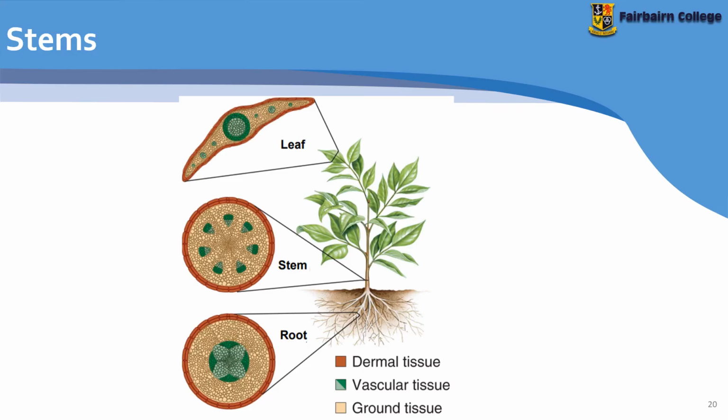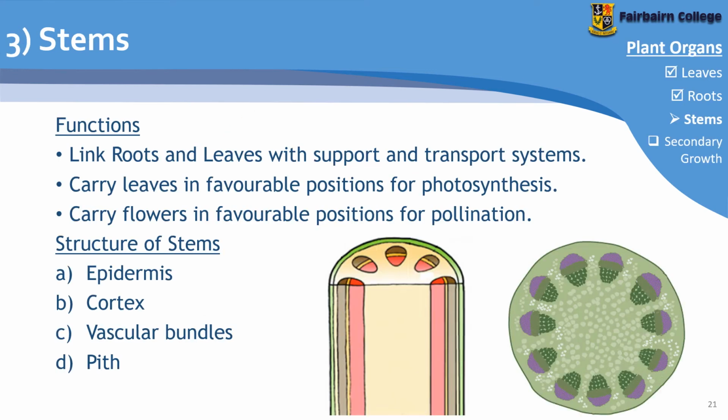So the last organ that we are going to look at is the stem. Again, we're going to take a look at the cross section of the stem, and see the tissues that make up the stem and how they contribute to its overall functioning. Just to recap, what is the function of the stem? The main function we're going to focus on is the link between the roots and the leaves, to help with support and transport. But there are also some other functions that I mentioned at the start.